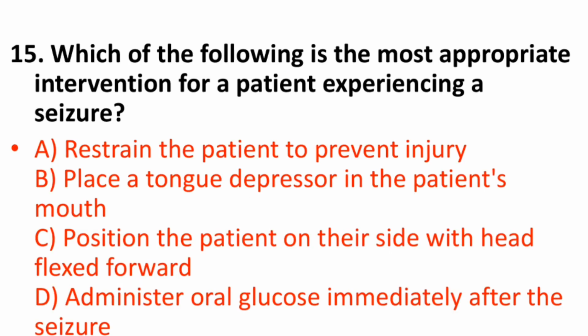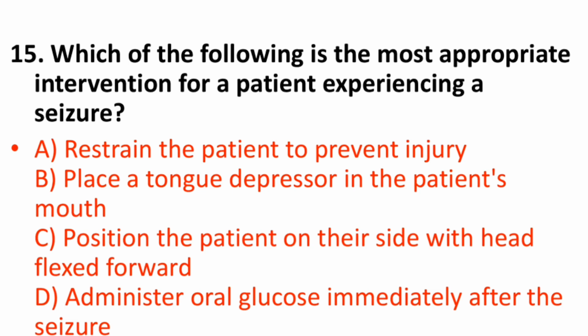Which of the following is the most appropriate intervention for a patient experiencing a seizure? Option A, restrain the patient to prevent injury. Option B, place a tongue depressor in the patient's mouth. Option C, position the patient on their side with the head flexed forward. Option D, administer oral glucose immediately after seizure.